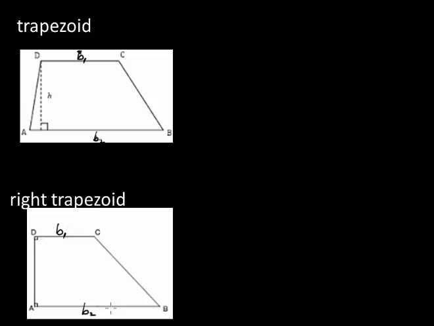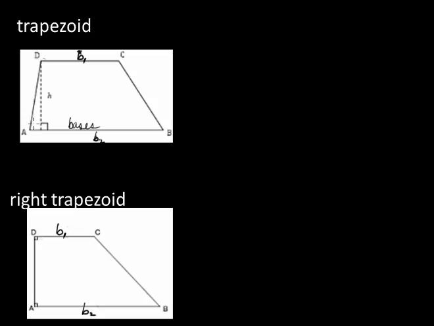The last four-sided figure, or quadrilateral, that we will look at is a trapezoid. A trapezoid has two sides that are parallel. And the lengths of those two sides you can see here, DC and AB. Those two segments are parallel, and we call the length of the bottom one B2 and the length of the top one B1. Base 1 and base 2. We call these parallel sides bases.